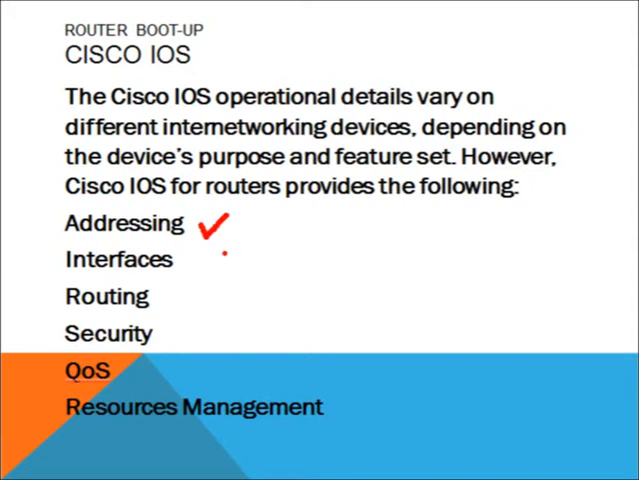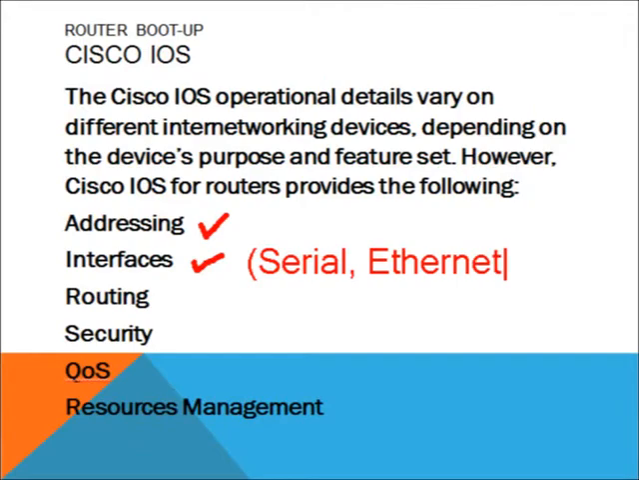For addressing of network addresses, you have different interfaces. You can connect to your serial interface, or your Ethernet interface, or your wireless interface, and so on. You can also provide what we call data packet routing, and it will provide security for the packet and also some form of QoS, quality of service, and some resource management features.